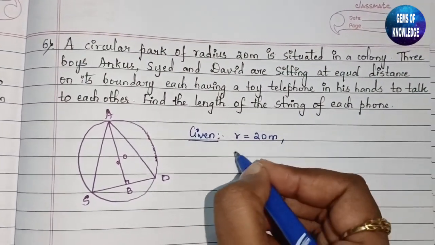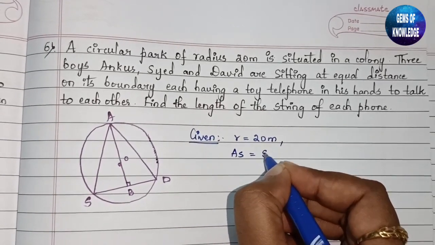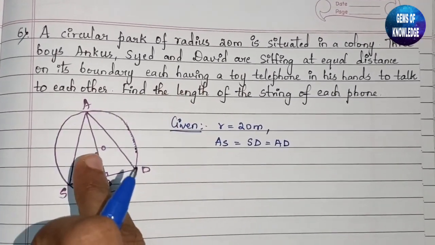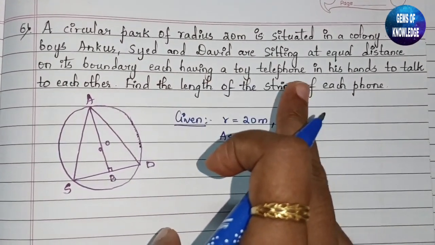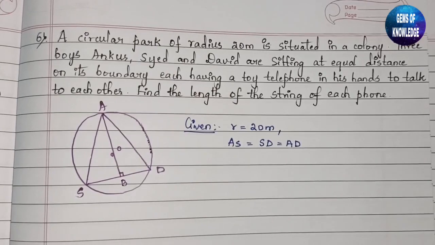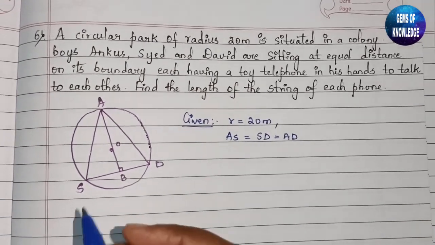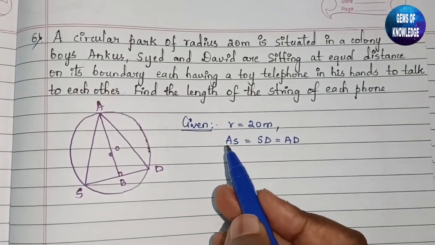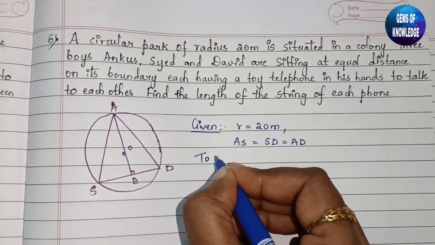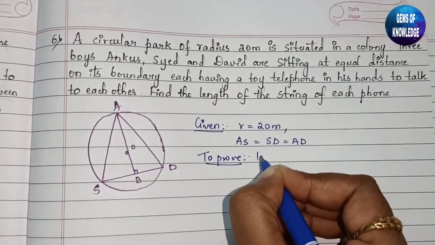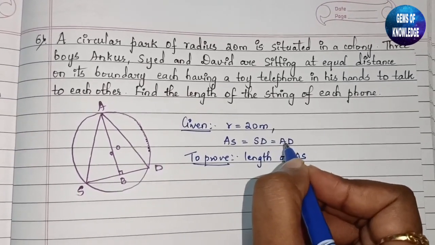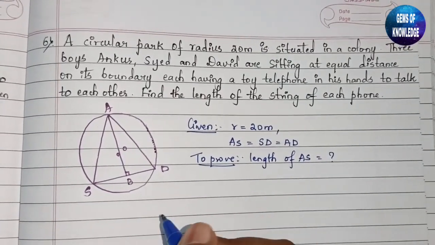Means equal distances in the sense, we can write AS is equal to SD is equal to AD. We can write all are equal, since they have given us in the question. Okay, having a toy telephone in their hands to talk to each other. Find the length of the string of each phone. Since all the three are equal, what we will do is we will find the length of AS. Okay, so this is given. What we need to prove? To prove: length of AS. If we find out one, we will get the length of all the three. Length of AS is equal to question mark.